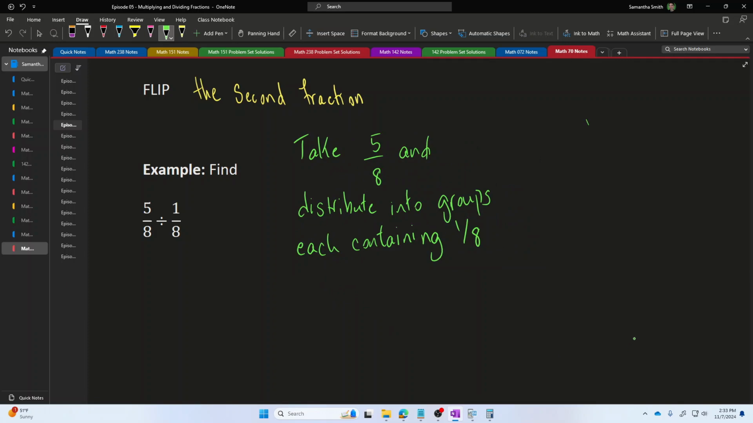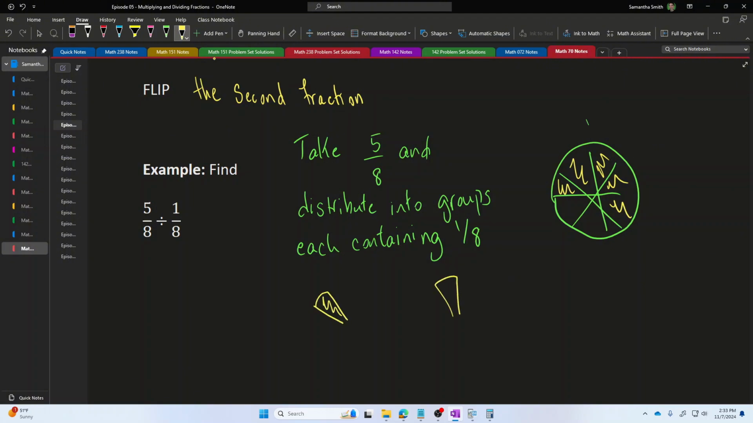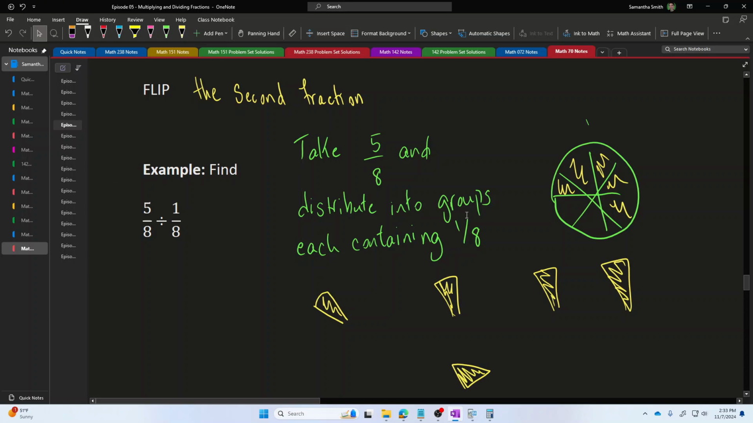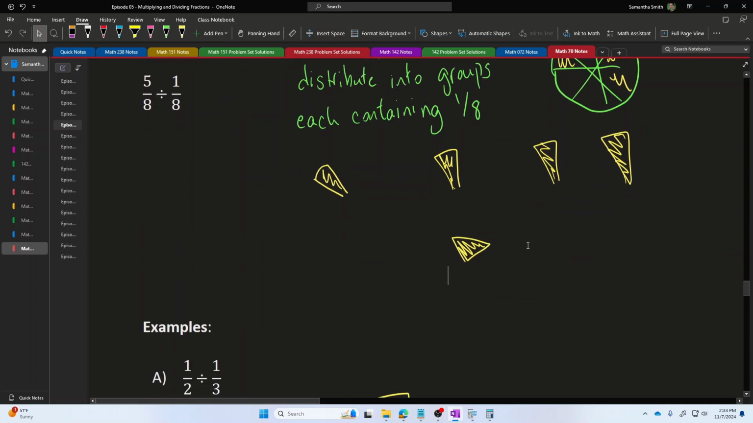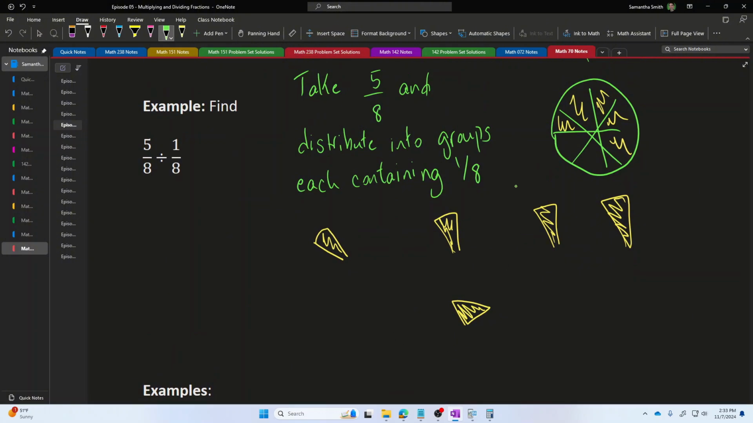Well, if I have 5/8 to begin with, cut a pizza into 8. 1, 2, 3, 4, 5. I have 5 of those 8. Then I can give one person 1/8. Another eighth goes to another person. Another eighth goes to another person. Another eighth goes to another person. And another eighth goes to another person. If each person gets 1/8, then I can create 5 groups from that. I can feed 5 people based on that portion size. I'm expecting 5 from this answer.